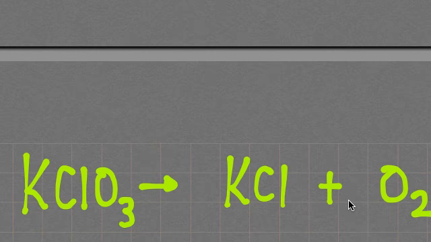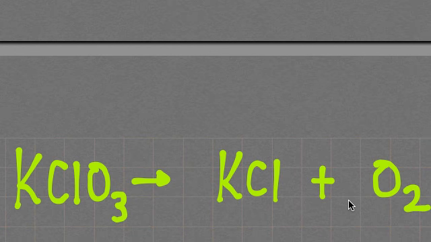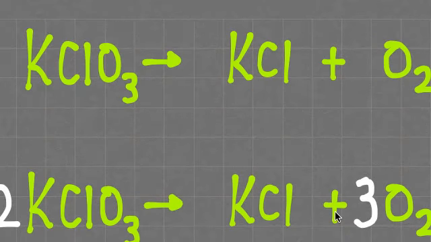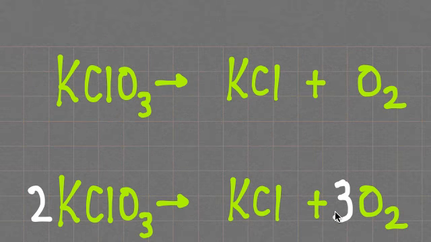Try that again. Here's the decomposition of potassium chlorate into potassium chloride and oxygen gas. The only problem is the O3 and the O2 don't match up. I must have the same number of oxygens on both sides of the arrow. Reactant, products. So you know what to do, don't you? Do you know what to do? Yeah, you do. You stick a 2 in front of here and a 3 in front of here. That balances my oxygens with 3 times 2 and 2 times 3 oxygens.